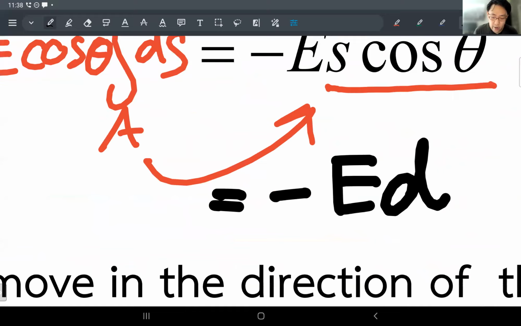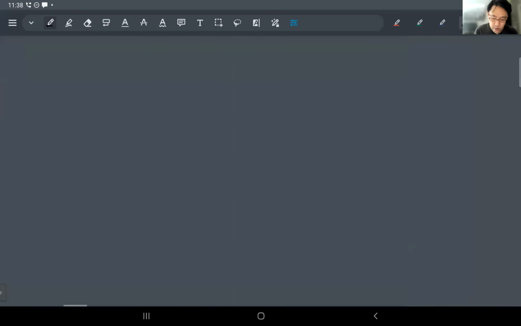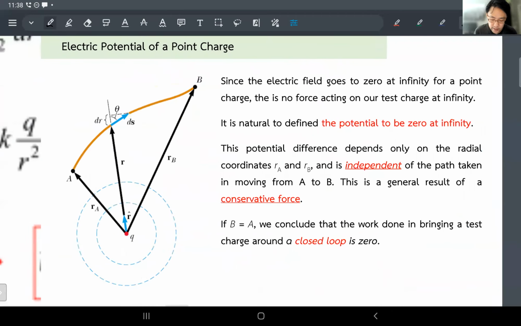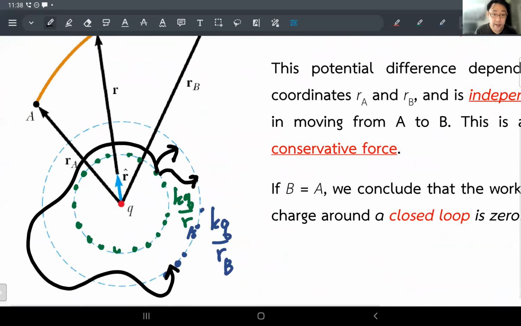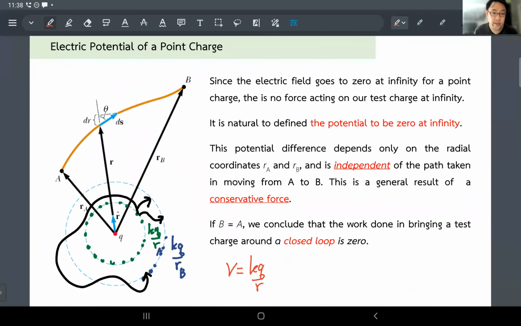However, there is another type of problem where you are given a charge or maybe a bunch of charges lying around. If that is the case, you just have to use V equal to KQ over R to help you calculate the potential from that point charge. And that's it. Those are the two things that you just have to know.